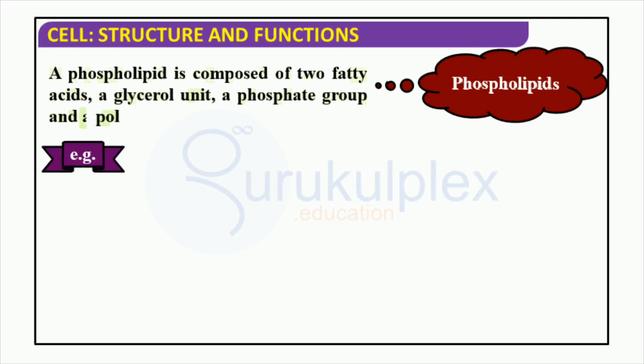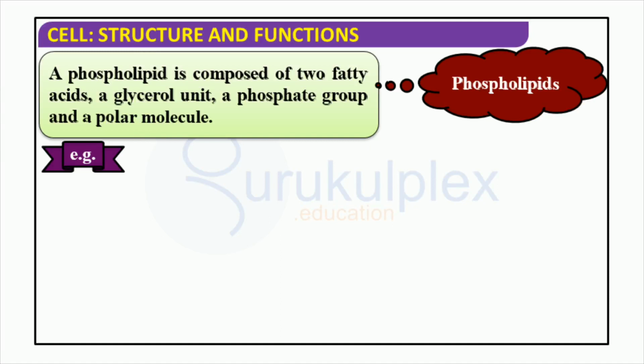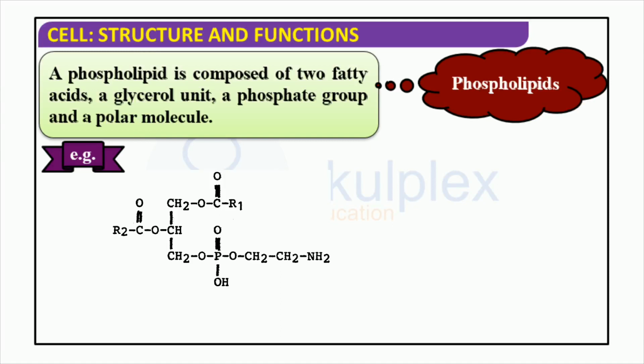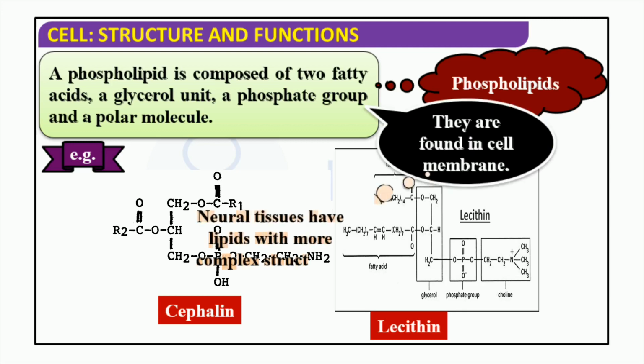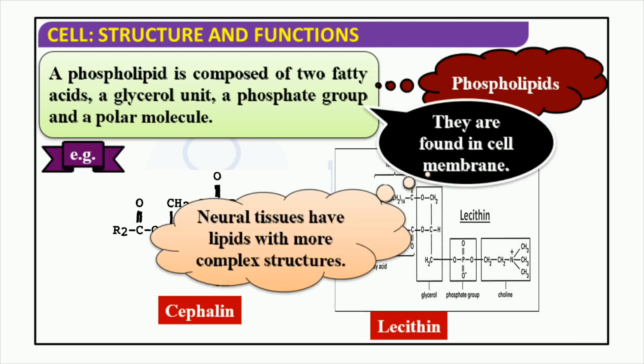Phospholipids, a type of biomolecule, consist of a glycerol, 2 fatty acids, a phosphate group, and a polar molecule. They are found in cell membranes and neural tissues, which could possibly possess more complex lipid structures. Phospholipids are vitally important for many cellular activities, such as growth, division, and signaling.